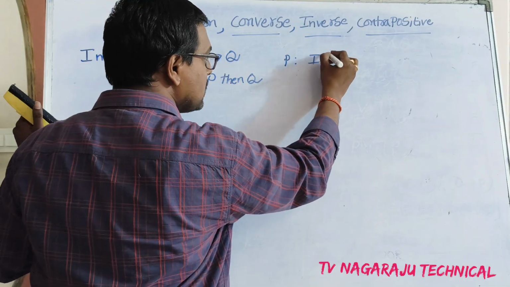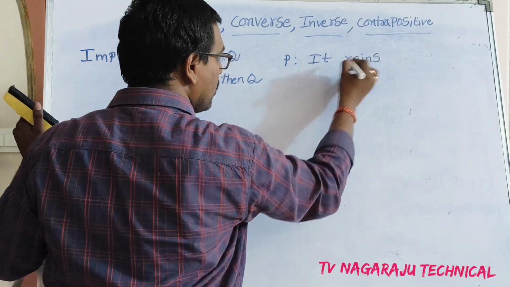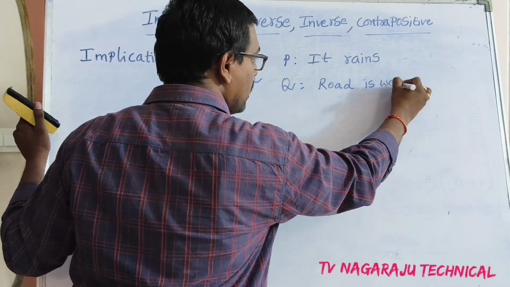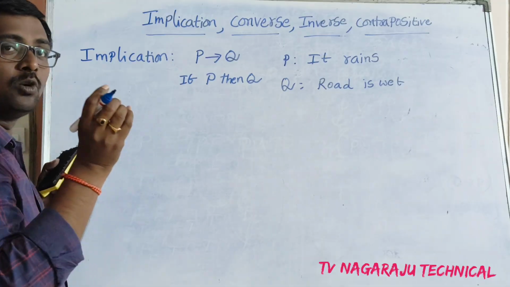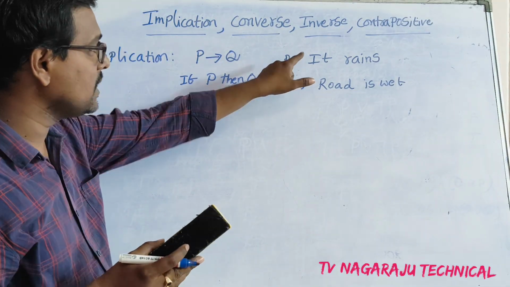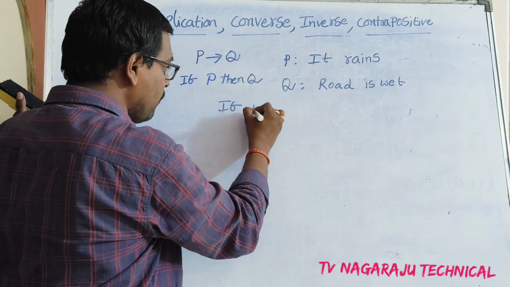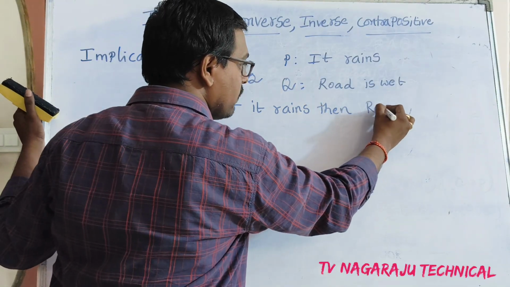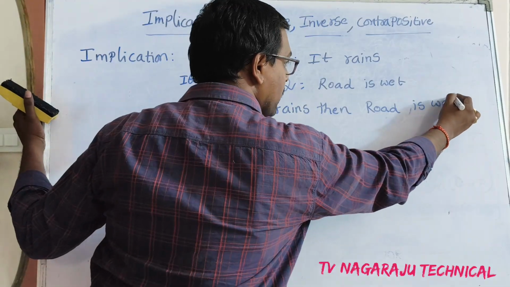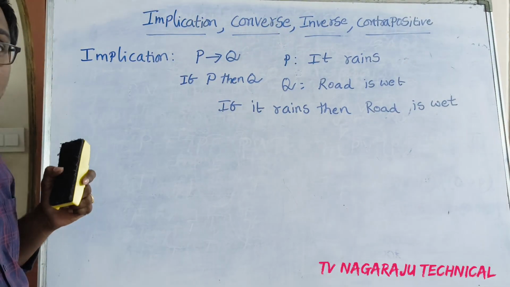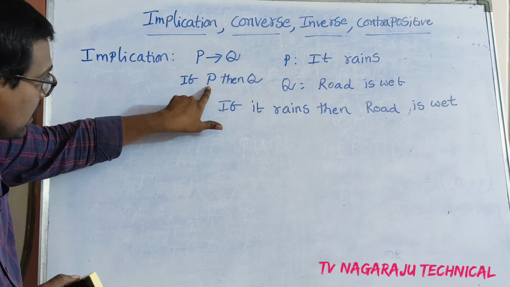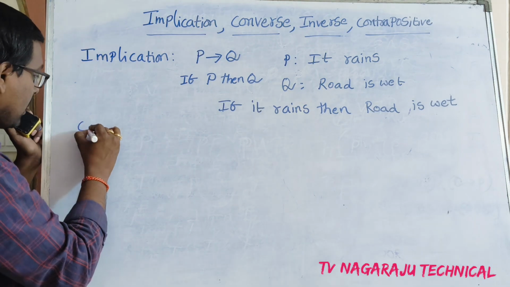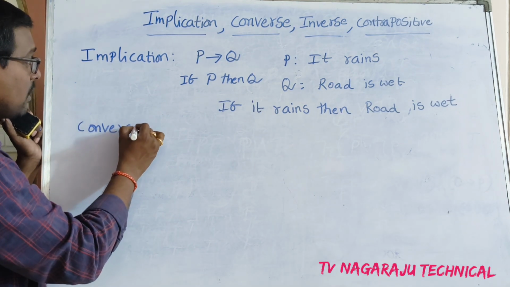Assume P is it rains. Q means the road is wet. Now, what is P implies Q? P implies Q specifies: if it rains, then the road is wet. So, this is the implication representation. If the first condition is true, then this is also true.